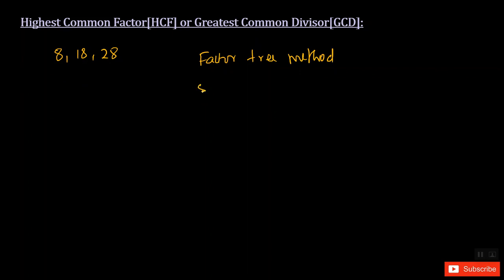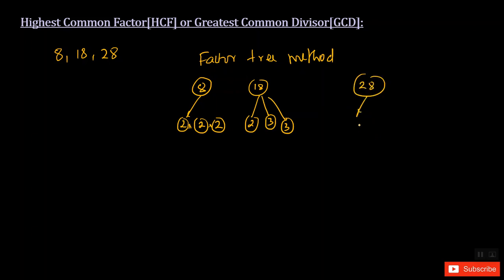So what are the prime factors of 8? 8 can be written as 2 times 2 times 2, right? And what are the prime factors of 18 now? 18 can be written as 2 times 3 times 3, because 2 times 9 gives you 18. Same, what are the prime factors of 28? 28 can be written as 2 times 2 times 7. So 4 times 7 gives you 28.